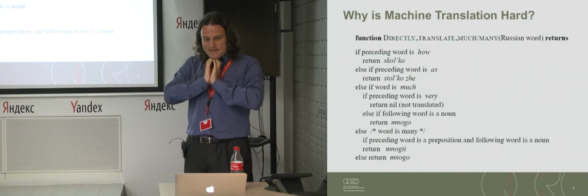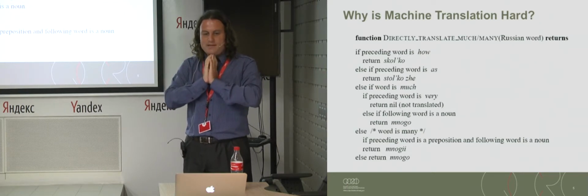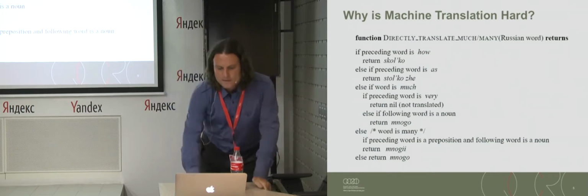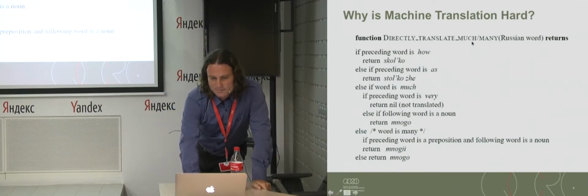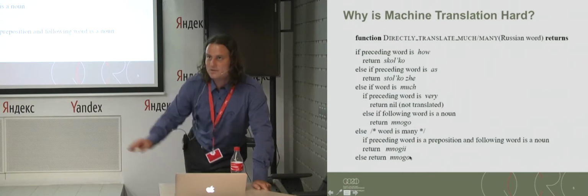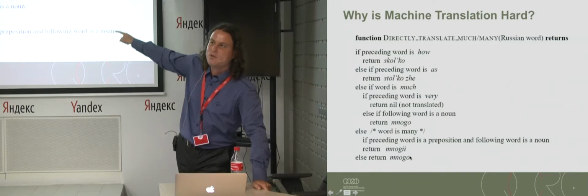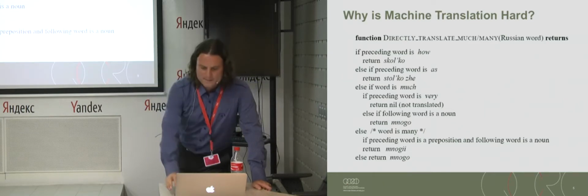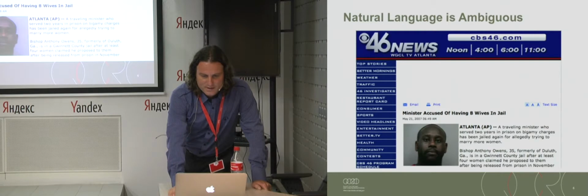Just look at something like how to translate much or many to Russian. If the preceding word is how, you say сколько. If the preceding word is as, so it's like as much, how much is сколько. As much is столько же. Just much is very, and so on. Многи, много, многи, много. And you see how many cases and how many things you have. This is another thing that makes translation hard.